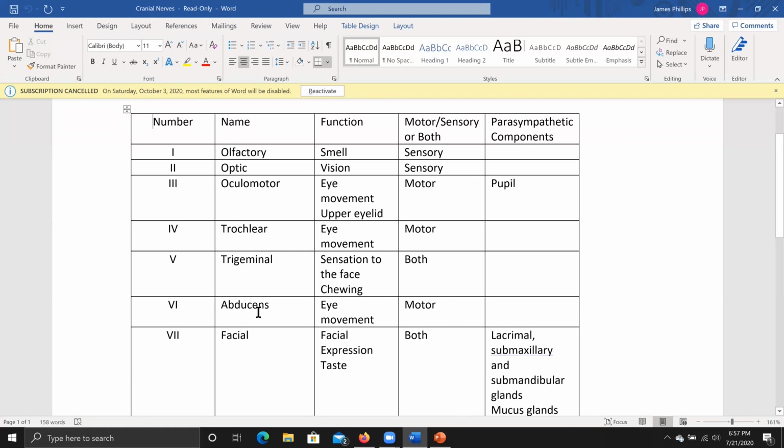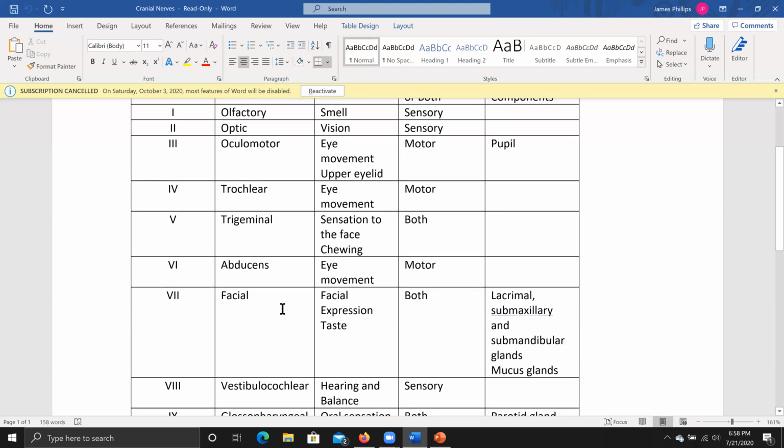Sensation of the face. Cranial nerve number 6 is the last cranial nerve associated with the eye, all right? And it is motor. Facial nerve, okay? Facial expression and taste, both. And it also has the parasympathetic component: lacrimal gland, submaxillary, submandibular gland, mucous glands.